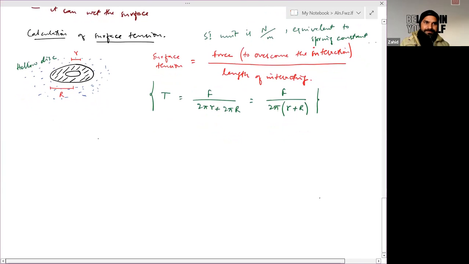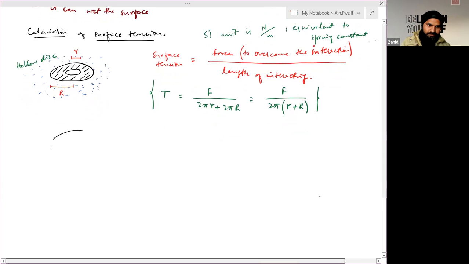Similarly, we may define, suppose you have a ring. So in this part, small r becomes capital R. So the width becomes negligibly small. So if you put the value of small r to be capital R in this expression, you will get T equals F divided by 2 pi times (r plus R), that is 2R. So it will be 4 pi R. Is it clear? Yes, sir.